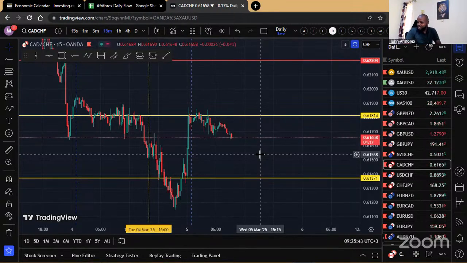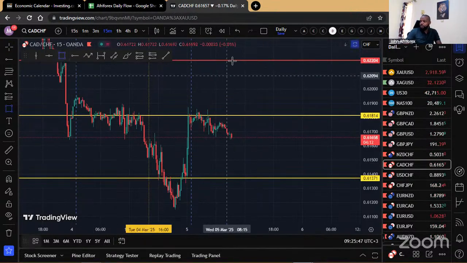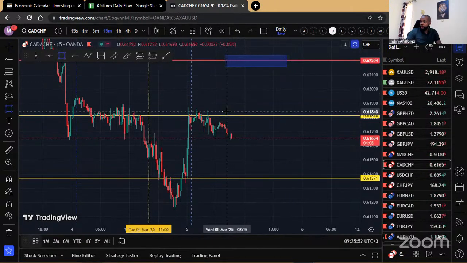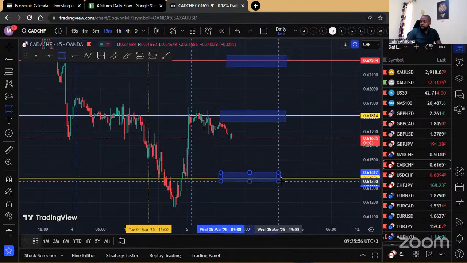So the next one, this is the Canadian dollar against the Swiss franc. So for this one, we're also going to be trying to see whether we can get some selling opportunities. So these are the three areas that we will be watching out for to see what happens. So hopefully you can end up taking note of them.